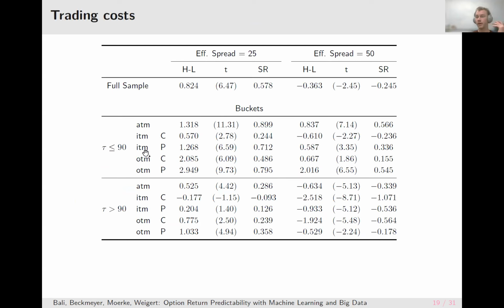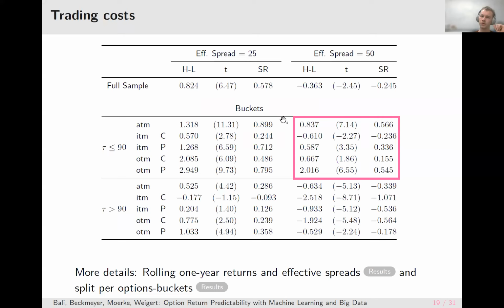And we all know that in the options market, trading costs are pretty high. Now, if we expect the investor to, on average, pay an effective spread of 25% of the quoted spread, right, of the end of day quoted spread, we can see that for the full sample, we still obtain a profitable trading strategy. If we increase the spreads further to 50%, all of a sudden, this all goes away. But if we focus on short-term options, even considering effective spreads of 50%, we can still generate highly profitable trading strategies for all but in the money calls, right?